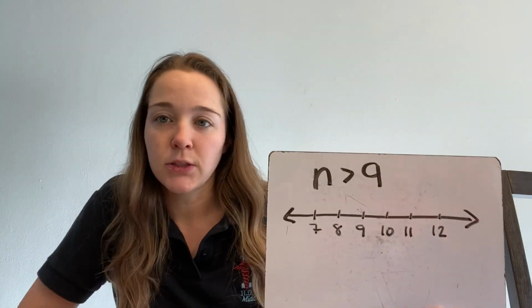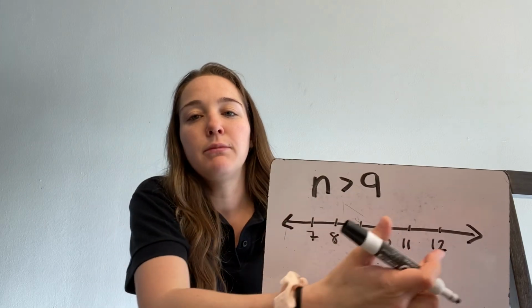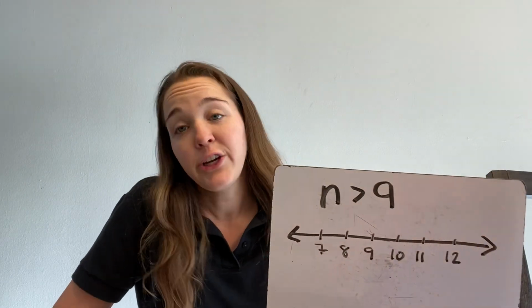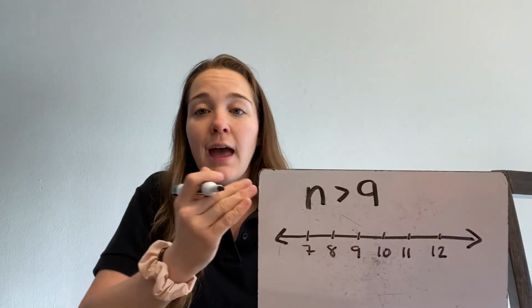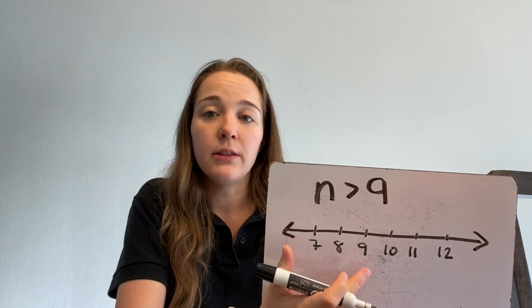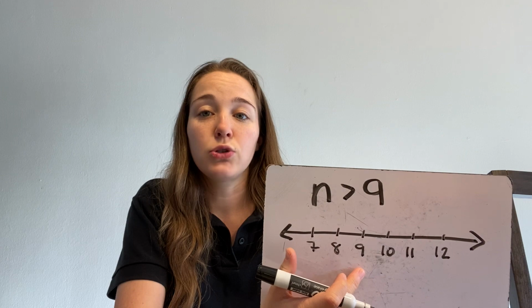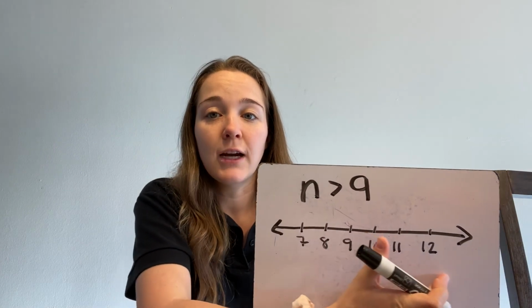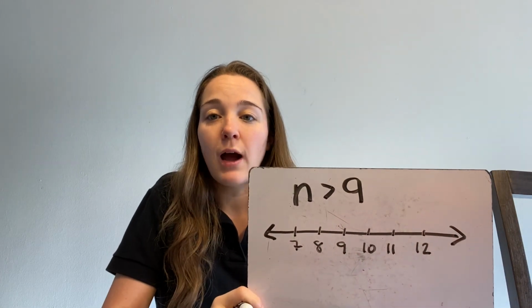Okay, there's no exact right answer here. You could be putting other numbers on here. As long as 9 is somewhere in there, you're good. So from here, if n has to be greater than 9, I know that there's going to be a dot on the 9. And then I'm going to have to go towards the greater direction. Okay, that's how we graph inequalities.